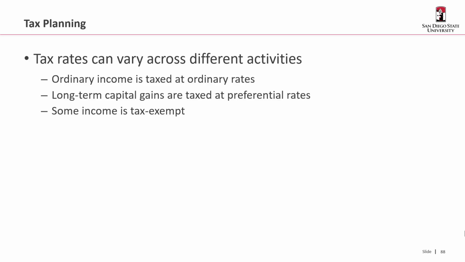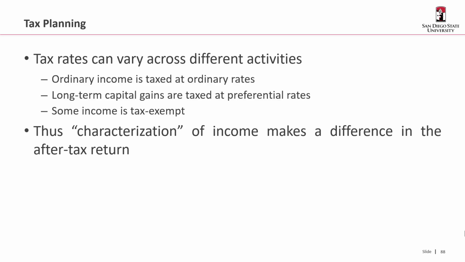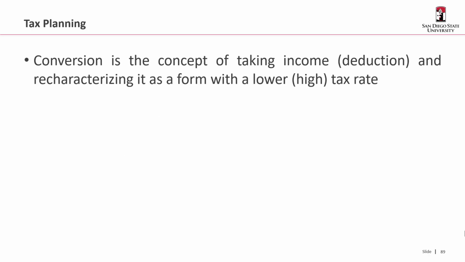Long-term capital gains can be taxed at preferential rates. We talked briefly about long-term capital gains in the previous video, but not for very long. But they can be taxed at preferential rates, for example, 15 or 20% versus a much higher ordinary rate. And then, of course, some income is flat-out tax exempt, right? So there's a zero rate that applies to it. So you can see that the characterization of income can make a difference in the after-tax return that you might get from each of those different types of investments.